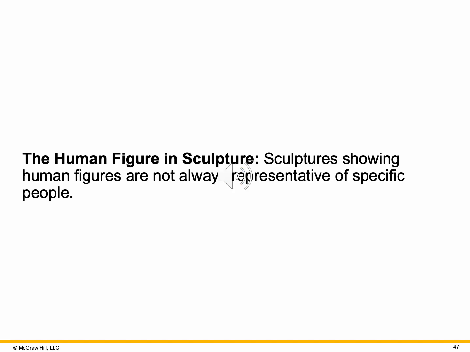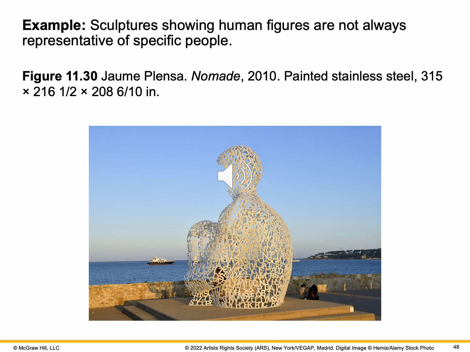The human figure in sculpture. Sculptures showing human figures are not always representative of specific people. This piece, Nomad, represents a body, and it involves our bodies in the same space.